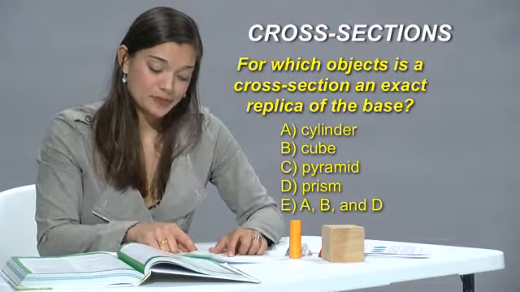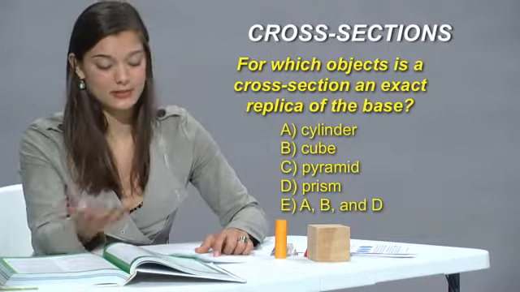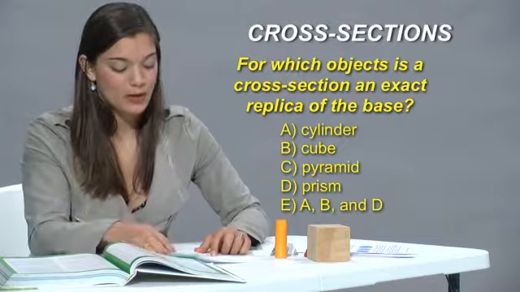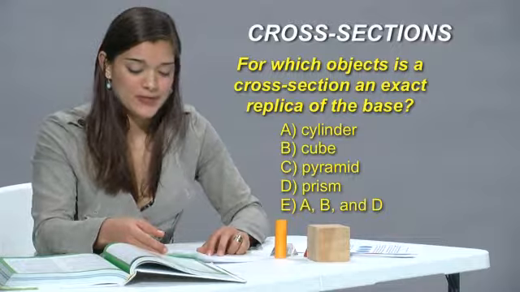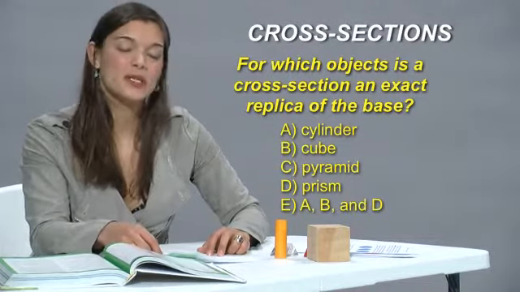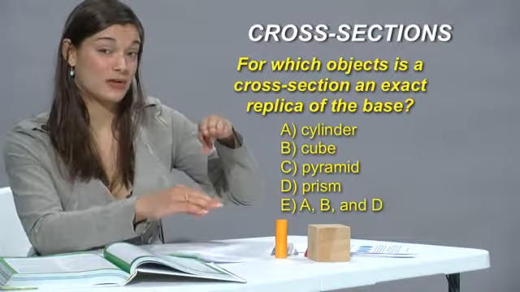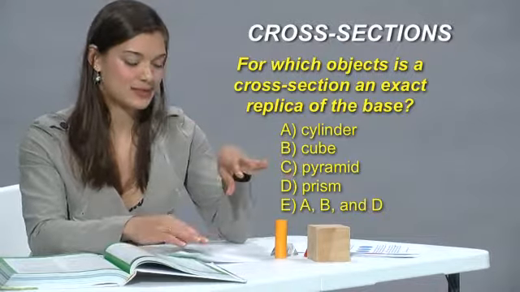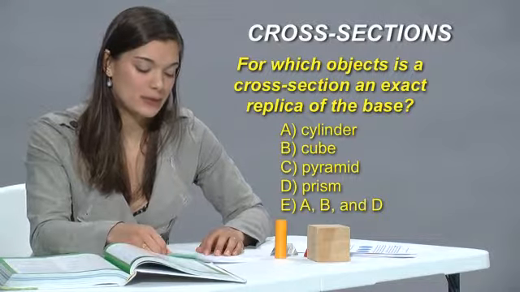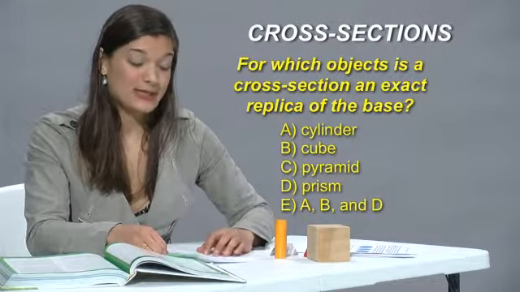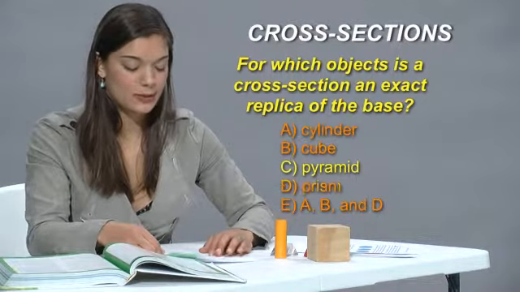So a cylinder, we know the base is a circle, and so it's the same as the cross-section. The cross-section is the same as the base, right? For a cube, we know the cross-section is the same as the base. For a pyramid, is the cross-section the same as the base? It's the same shape, but it's not really the same size, remember? Because it gets smaller. So a cross-section is smaller than the base, so that's not right. But for a prism, the cross-section is the same as the base also. So we know that A, B, and D are all correct, actually. So the answer is E. Cylinder, cube, and prism.